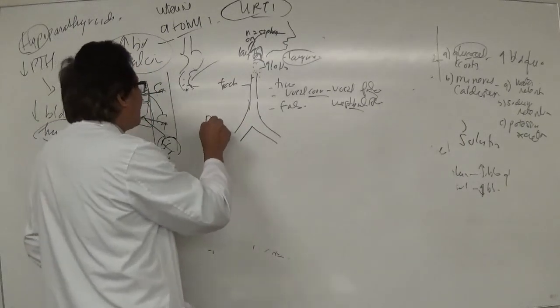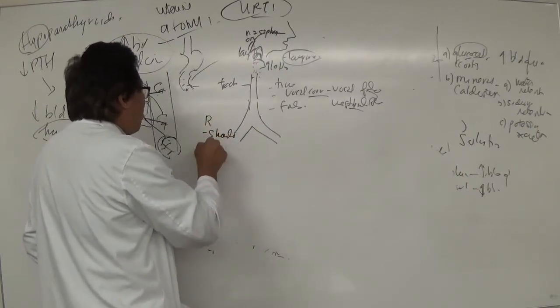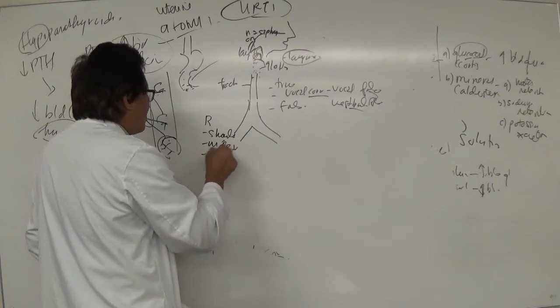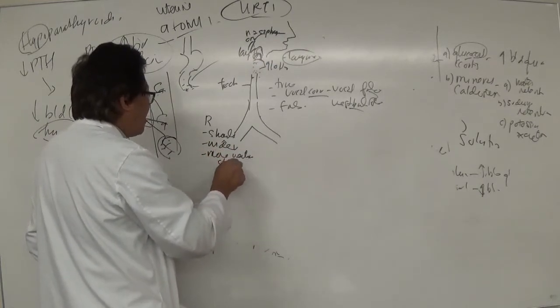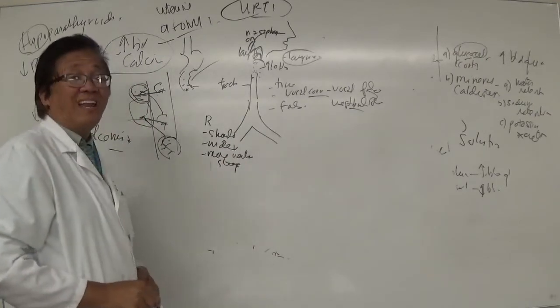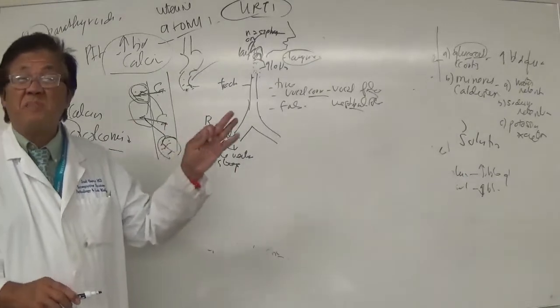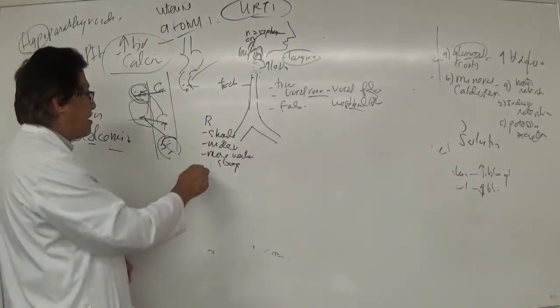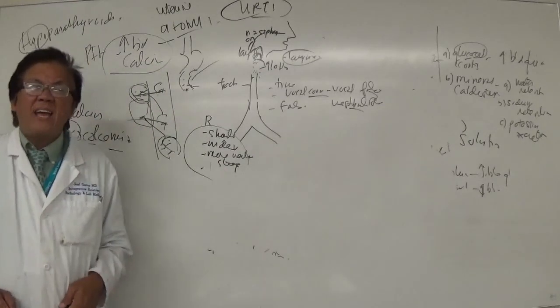Now which one is more prone to aspiration pneumonia? The right. Why? It is what? Shorter, wider, more what? Vertical or steeper, and there is less resistance to airflow, right? Less resistance to air. You know what resistance means, right? Okay, to airflow.